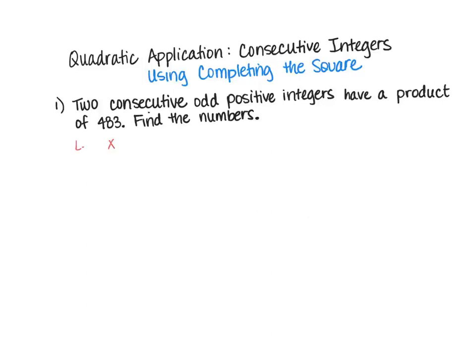So I'm going to use x. So I'm going to say let x equal the first odd positive, and I'll just put a plus with a circle around it, integer.